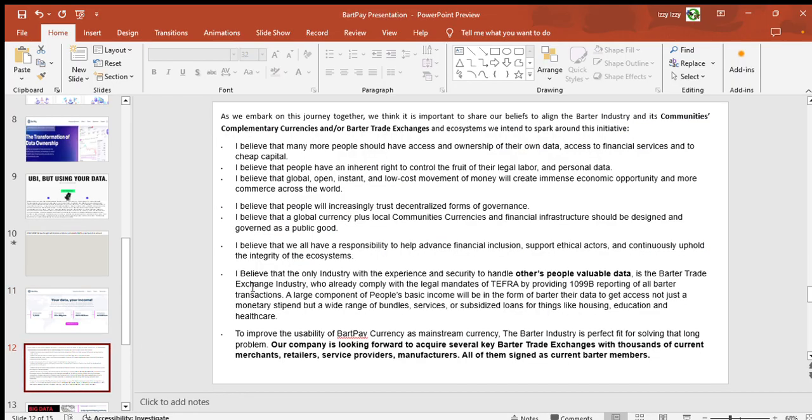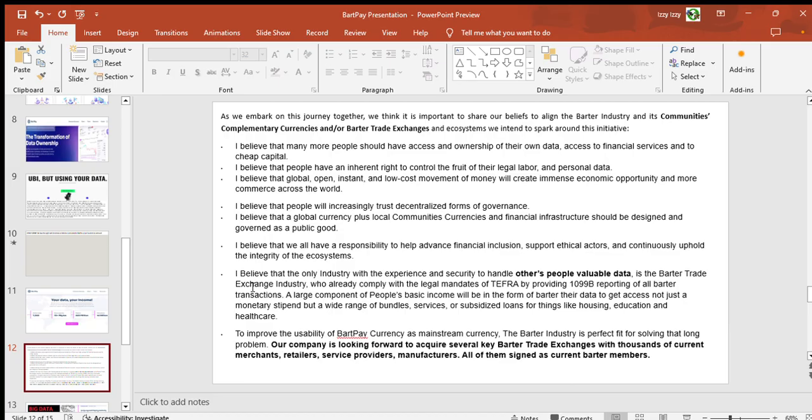As we embark on this journey together, we think it is important to share our belief to align the barter industry and its communities, complementary currencies, and many other barter trade exchanges around the world, and ecosystems we intend to spark around this initiative. I believe that many more people should have access and ownership of their own data, access to financial services, and to cheap capital. I believe that people have an inherent right to control the fruit of their legal labor and personal data.